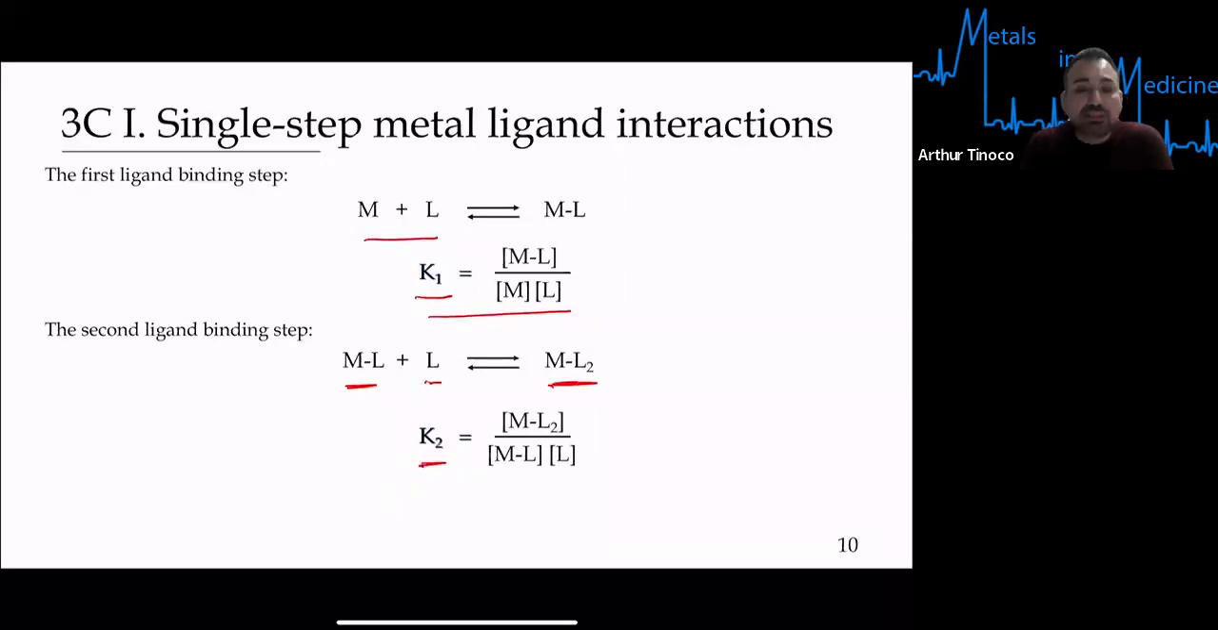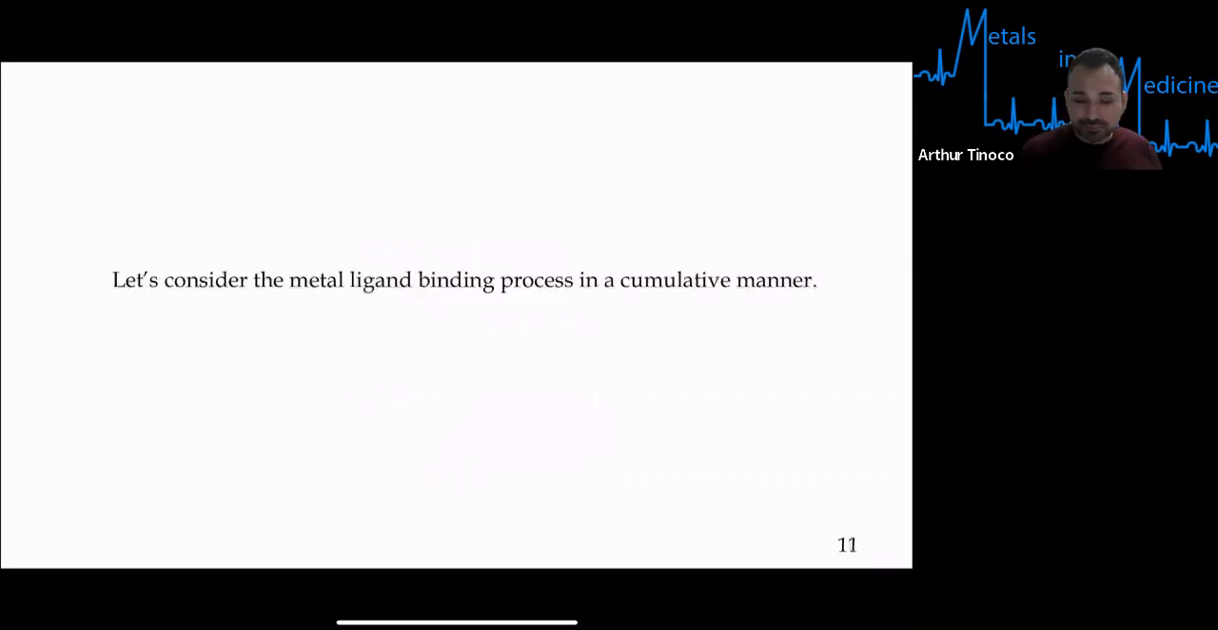And so we represent this as the K2 equilibrium constant, which is basically that representation of the amount of the metal with the two ligands relative to the original metal ligand compound and the concentration of the ligand itself, right? So that's how we will depict the second step, because again, we're looking at single ligand binding events.